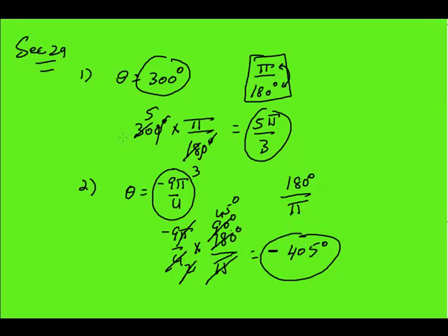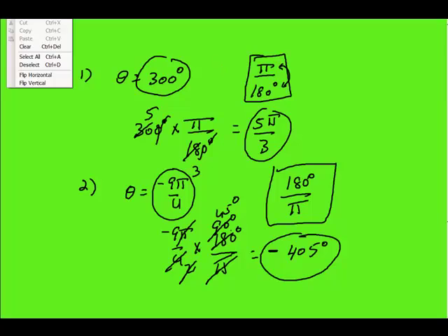Alright, so that is converting from radians to degrees and degrees to radians. So these are the two formulas you need to remember. Now, this problem shows up on the SAT 2.